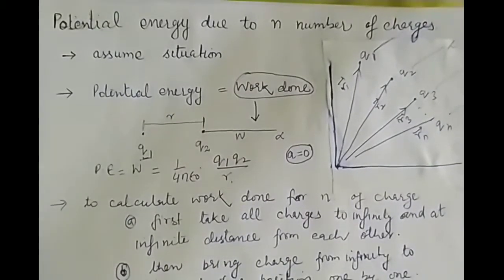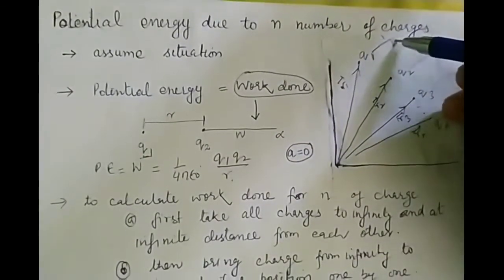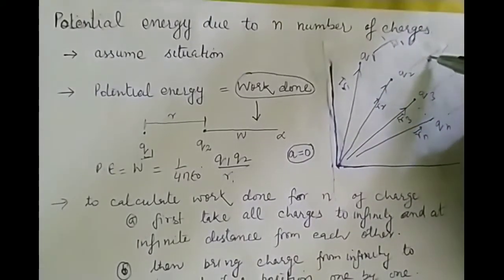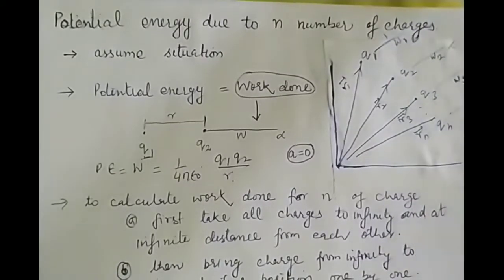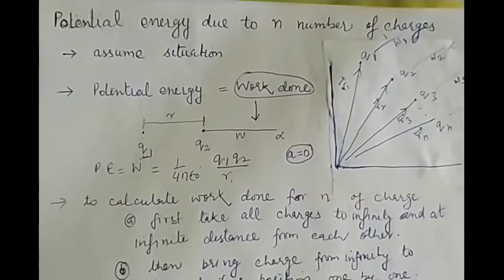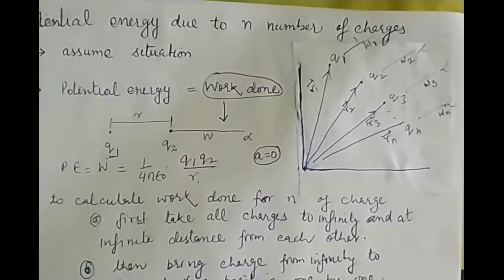In each case, I will calculate the work done. To bring the first charged particle, I take the work done as W1. For this charged particle, I take it as W2. For this, W3, and so on. The work done to bring the last charged particle is Wn. And we add all these work done, and it gives the total work done, and this work done is equal to the potential energy. So our main problem is to calculate W1, W2, W3 and Wn.